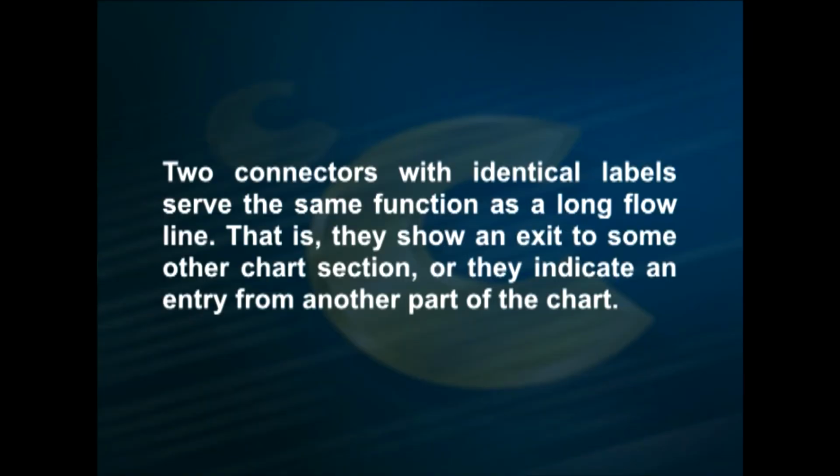This symbol represents an entry from or an exit to another part of the flowchart. A connector symbol is represented by a circle, and a letter or digit is placed within the circle to indicate the link. A pair of identically labeled connector symbols are commonly used to indicate a continued flow when the use of a line is confusing. So, two connectors with identical labels serve the same function as a long flow line. That is, they show an exit to some other chart section, or they indicate an entry from another part of the chart.